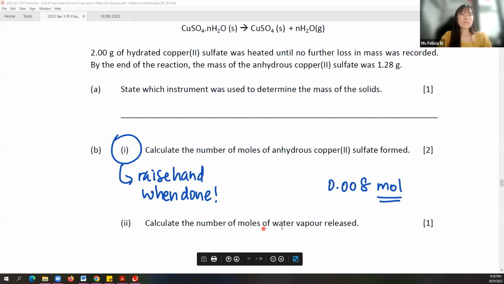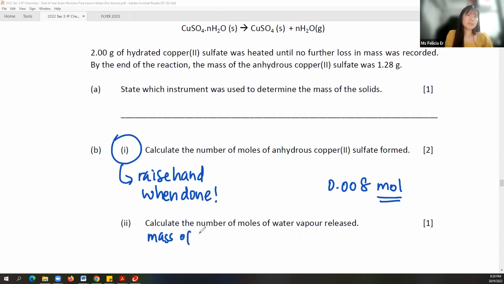Calculate the number of moles of water vapor released. Okay, so you know how many grams is the water vapor, right? Because just now we said this whole thing is 2 grams. So 2 equals 1.28 plus water. At least the first step, you go and find out the gram for water. Then once you found the mass of the water, you should be able to tell the number of moles, right? Because there is a formula linking mass and mole, isn't it? So from mass, how to find mole?